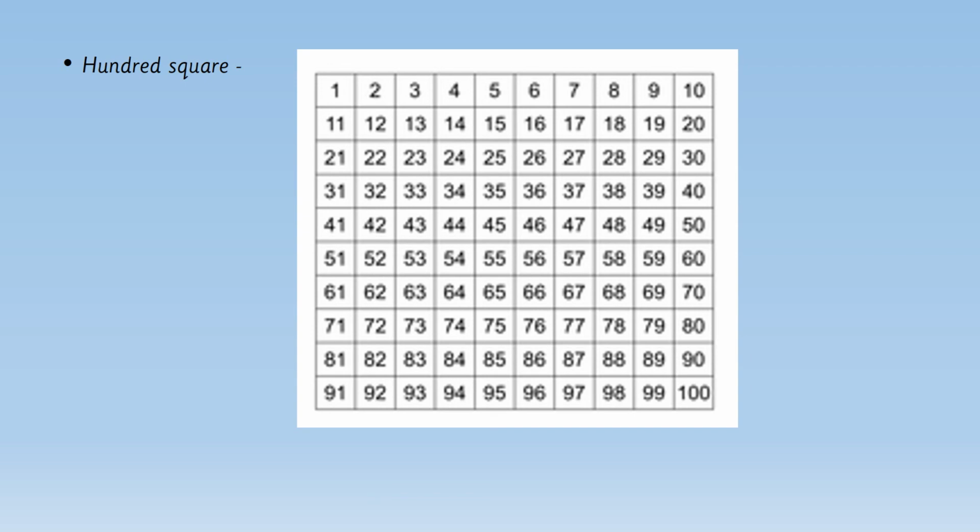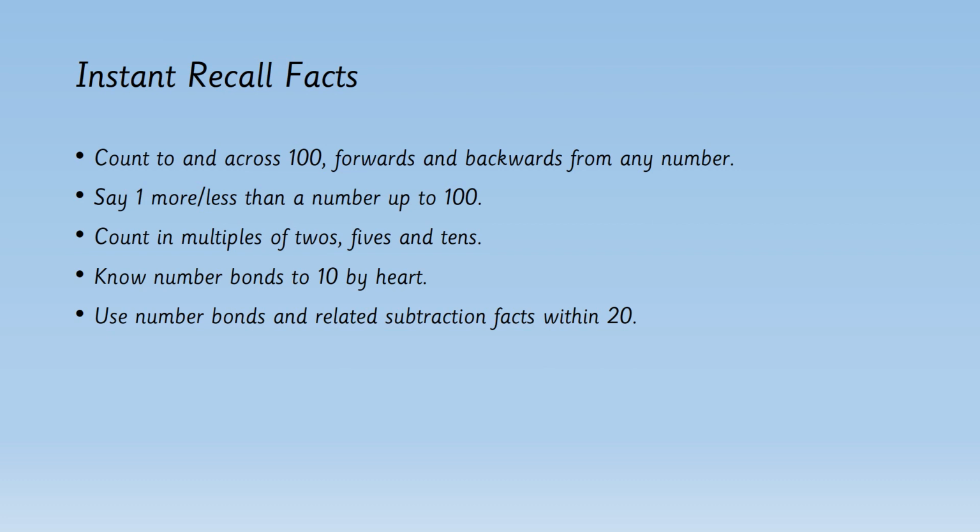We also use 100 squares towards the end of Year 1. These are used for counting, ordering, addition, subtraction and multiplication skills. It also enables children to discover number patterns. Number squares or 100 squares help build maths confidence and independence. Instant recall facts. These support the development of mental maths, and we really in Year 1 encourage a quick response to these objectives, and we work on these throughout Year 1.